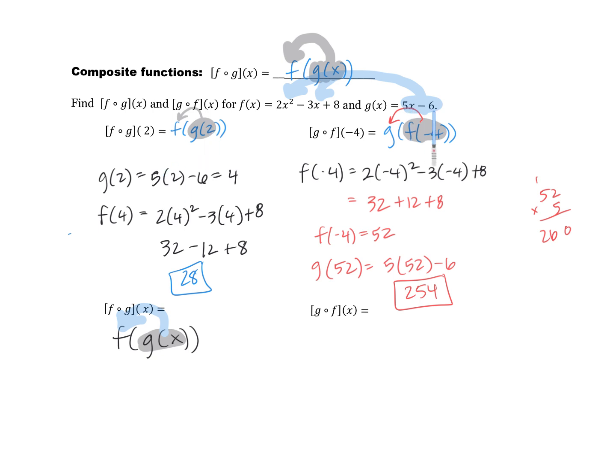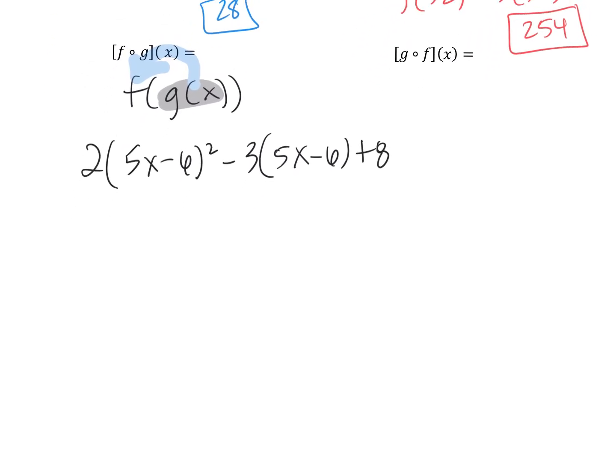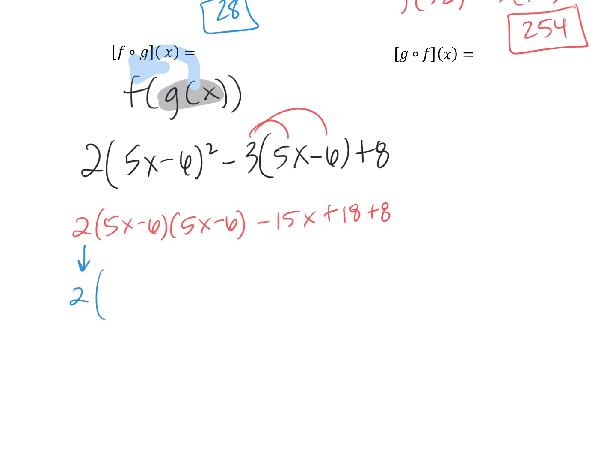So how am I going to plug in 5x minus 6 there? I'm going to say, all right, we got 2 times (5x minus 6) squared minus 3 times (5x minus 6) plus 8. Do we distribute that 2 first? We cannot. We got to do a little (5x minus 6) times (5x minus 6). I'm going to leave that 2 hanging because I can.